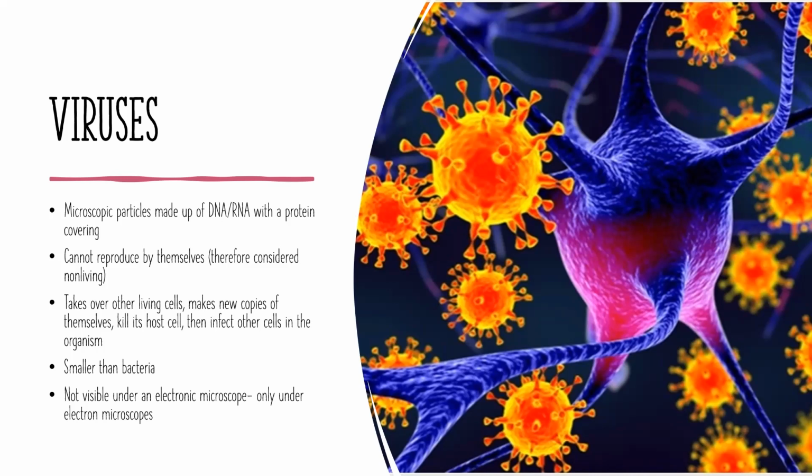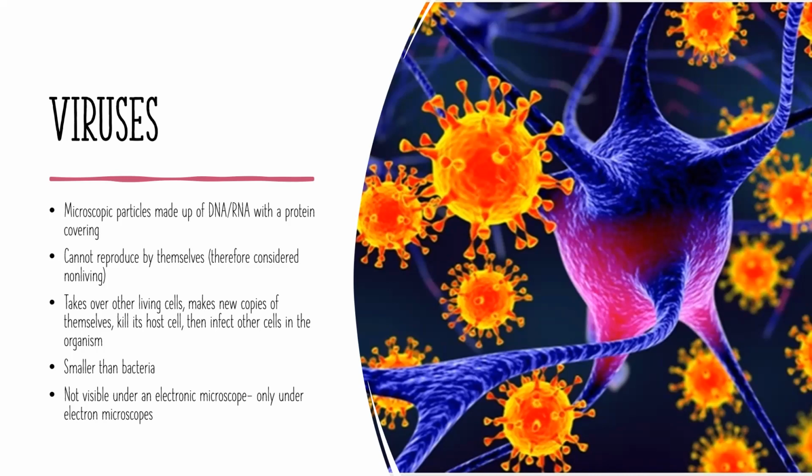Now, since viruses cannot reproduce by themselves, how do they spread diseases? Because for diseases to be spread, they need to make copies of themselves. They need to spread out through the entire body. But we have just said that viruses are non-living organisms that do not reproduce by themselves. So what do the viruses then do? They reproduce by taking over other living cells. The viruses go and attack other living cells. When they attack another cell, they make new copies of themselves through that cell and they kill that host cell.